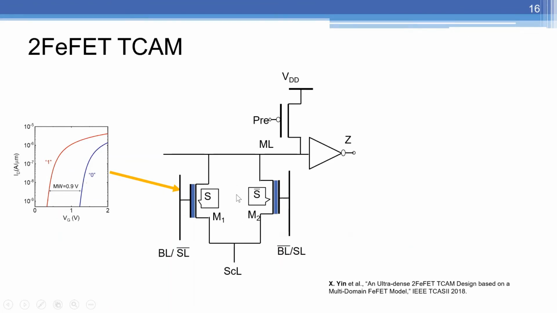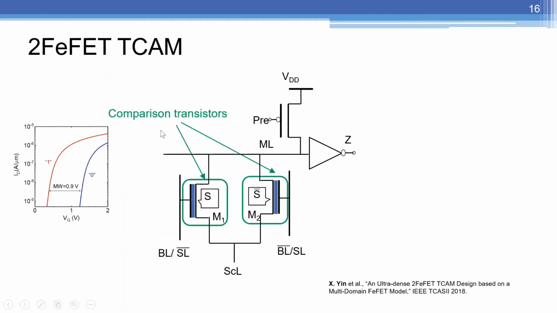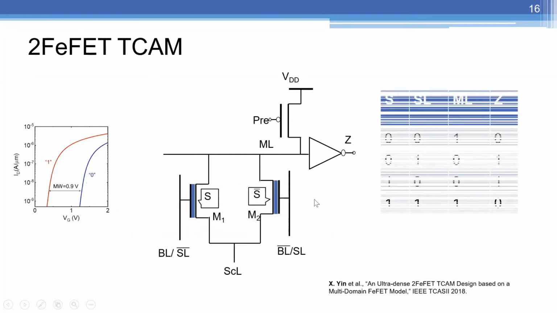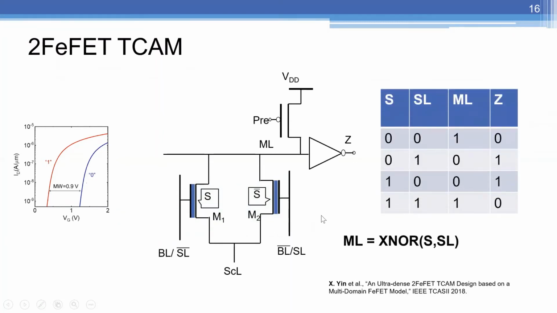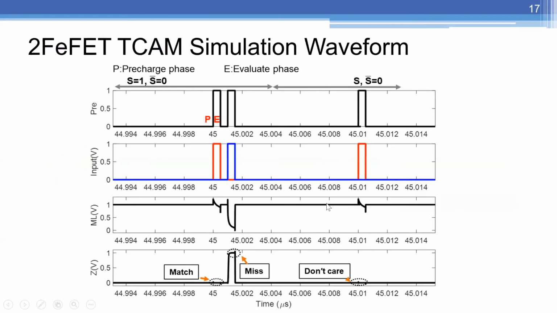the TCAM design consists of two FeFETs working as both the comparison transistors as well as the storage element. The truth table of the two FeFETs has validated that the match line voltage is the output of the XNOR functionality between the stored value and the search line input. So therefore, these two FeFETs can achieve the search functionality of the TCAM with an ultra compact area overhead. The simulation waveforms have also validated the functionality of our two FeFET TCAM.